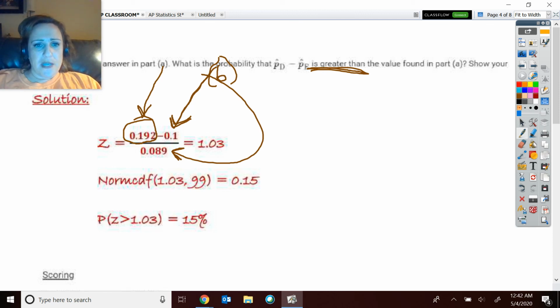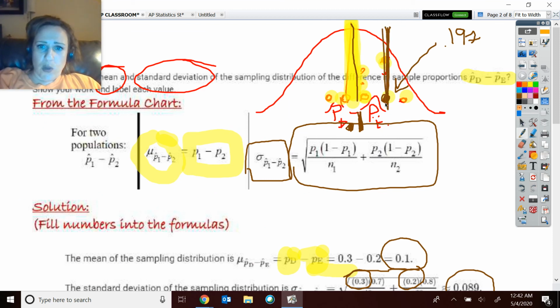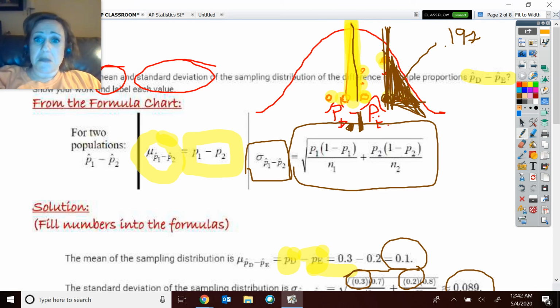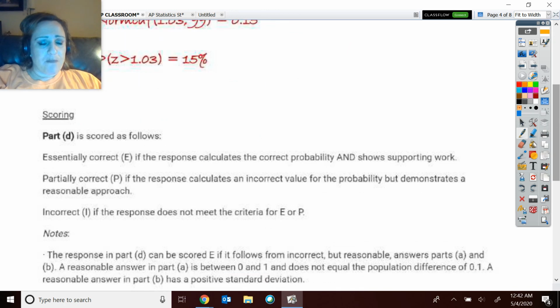So we did our z-score formula. We got 1.03, and then we norm CDF'd that, so we got 0.15. So if we take a look back at that picture I had drawn, see, here was where our sample was of a difference of 0.192. And so therefore we found that this area above it is 15%. Okay. All right. So it's essentially correct if they calculate the correct probability and show the supporting work.